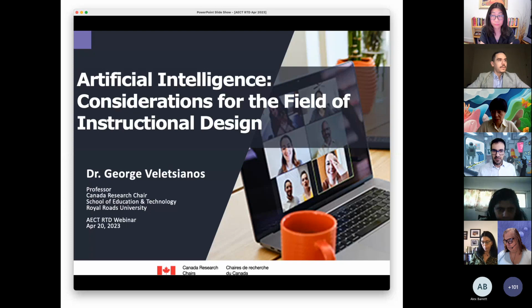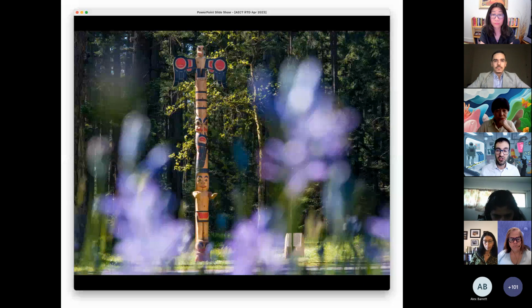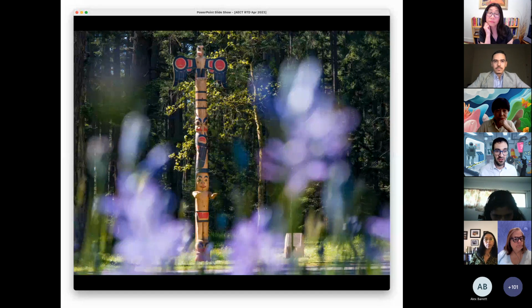Before I do that, though, I'd like to acknowledge that Royal Roads University and my neighborhood are on the traditional lands of the Kwasapsam and Lekwangan ancestors and families who have lived here for thousands of years. And indigenous communities have long lived on this land, and I'm grateful to live and work here.